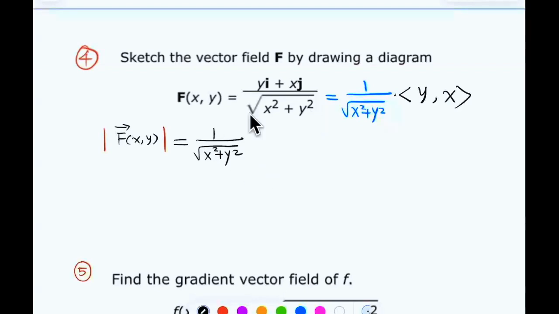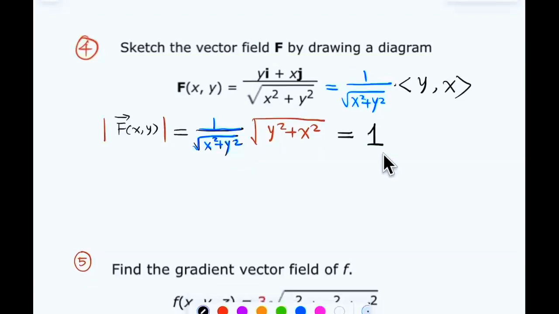Like this. So when I try to find the magnitude, I will have this 1 over square root of x squared plus y squared. And then I will take the square root of y squared plus x squared, right? Now, simplifying over here, what do you get? You get 1. Yeah, you get 1. So which means that for each one of these vectors, it doesn't matter which point you are at, the magnitude is always 1, right? It's always 1.